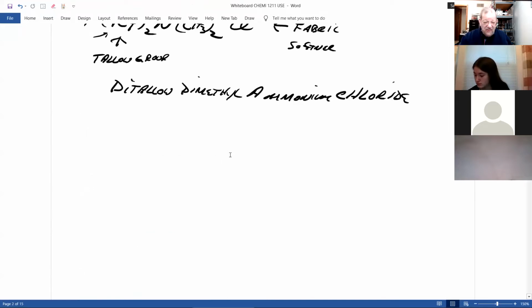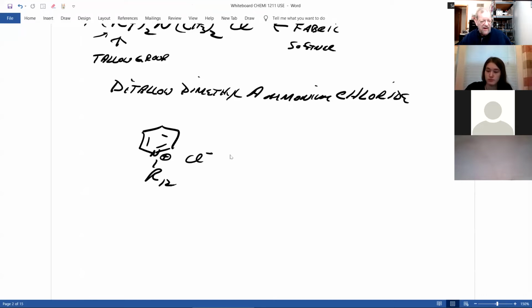Now, the one that keeps my gums nice and healthy, I'll teach later on. This is called a heterocycle compound. And this nitrogen has 4 different groups. Now, the double bond counts as 2 groups, and this is a quaternary ammonium salt.